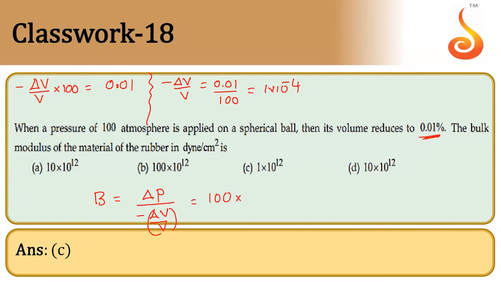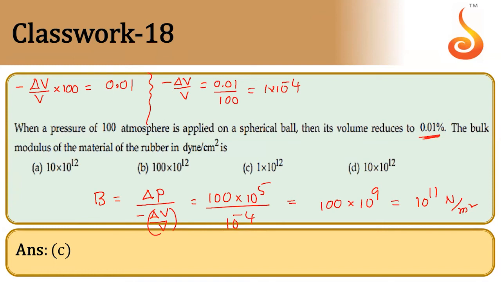You have to convert that atmosphere into Pascal. Children, 1 atmosphere equal to 10 to the power of 5 Pascal, divided by 10 to the power of minus 4. So you will get the answer 100 into 10 to the power of 9, that equal to 10 to the power of 11 Newton per meter square. But they're asking dyne per centimeter square.